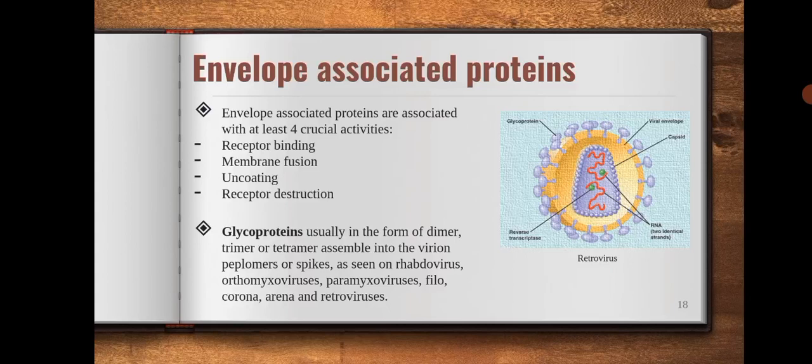Envelope-associated proteins are associated with at least 4 crucial activities, that is, receptor binding, membrane fusion, uncoating, and receptor destruction. Glycoproteins, usually in the form of dimer, trimer, or tetramer, assemble into the virion peplomers or spikes, as seen on rhabdovirus, orthomyxoviruses, paramyxoviruses, filo, corona, arena, and retroviruses.